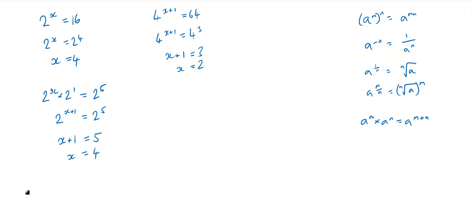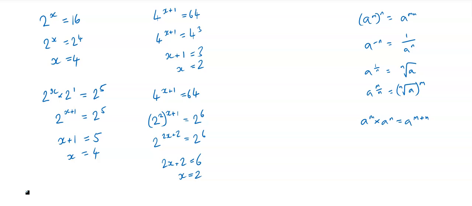Now there's another way we could have approached that question, and that is by reducing everything to 2's. So let's write the question out again. We can write 4 as 2 squared, to the power of x plus 1. 64 is 2 to the power of 6. Now we can apply the top index rule over here to the left-hand side. It gives us 2 to the 2x plus 2 equals 2 to the 6. Now we can say 2x plus 2 equals 6, 2x equals 4, x equals 2.